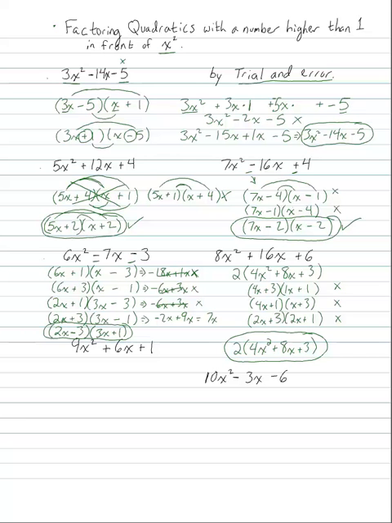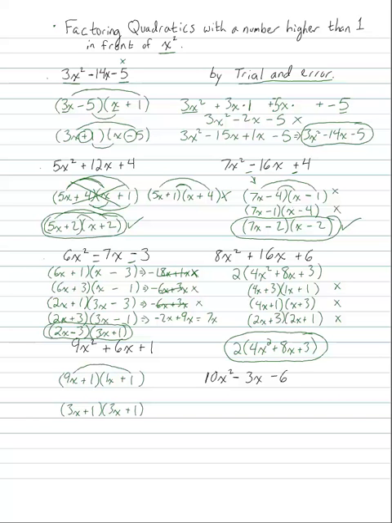9x squared plus 6x plus 1. Again, I'm going to set up some trials. I don't have that many choices. I'm going to have 9x, 1x, and I'm going to have 3x and 3x. My other side is going to be plus 1, so it'll be plus 1 and plus 1. Only thing that multiplies with 1 is 1 and 1. And plus 1 plus 1. No sense in switching since it's the same numbers.